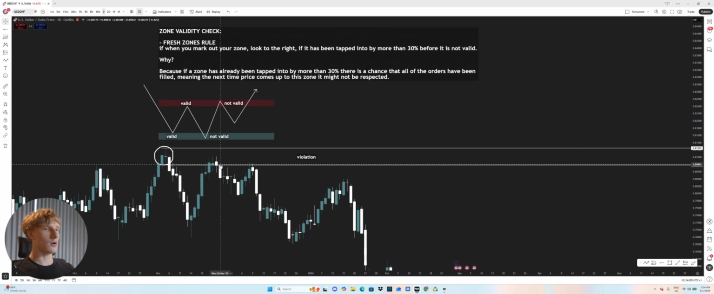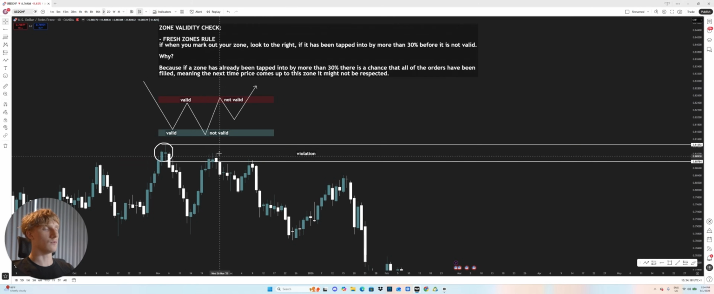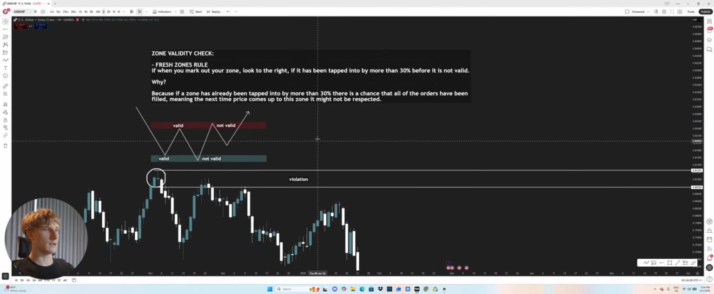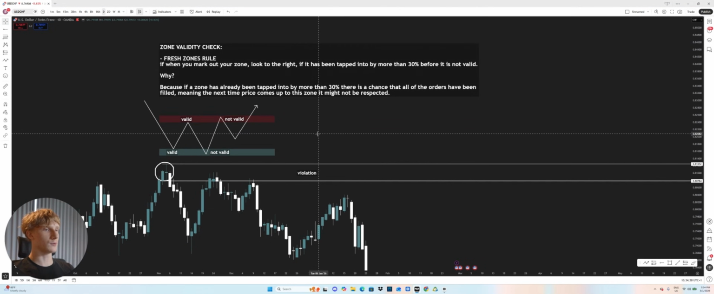However, it's about making sure that we are working with the highest quality setups. And the highest quality setups is going to be zones which have not been retraced into a decent amount. So we can assume that there is still resting sell orders in this situation. Well, this example right here for when price comes up next time. Okay. So yeah, this is really, really important.